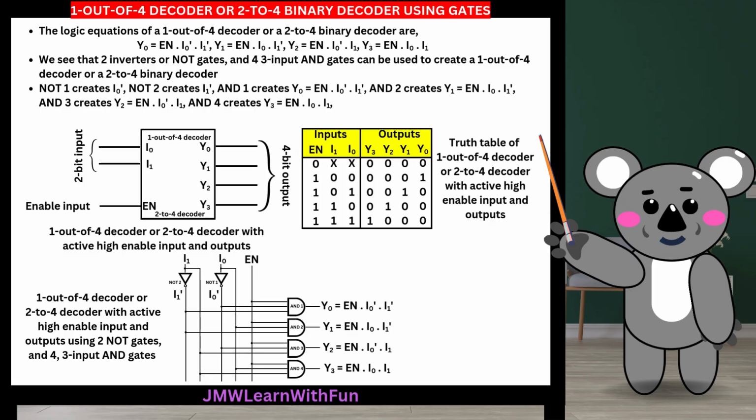En, I0, I1 bar are the inputs to AND 2 gate, whose output is y1 equal to en and I0 and I1 bar. En, I0 bar, I1 are the inputs to AND 3 gate, whose output is y2 equal to en and I0 bar and I1. En, I0, I1 are the inputs to AND 4 gate, whose output is y3 equal to en and I0 and I1.